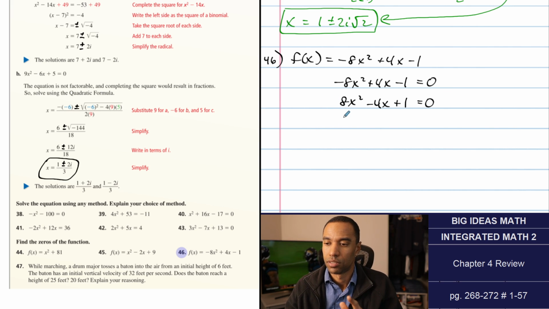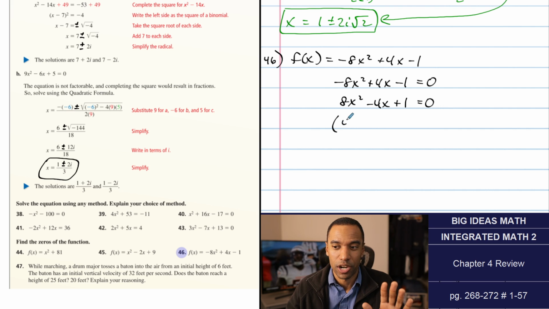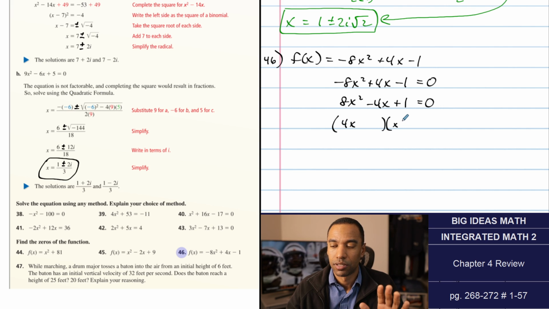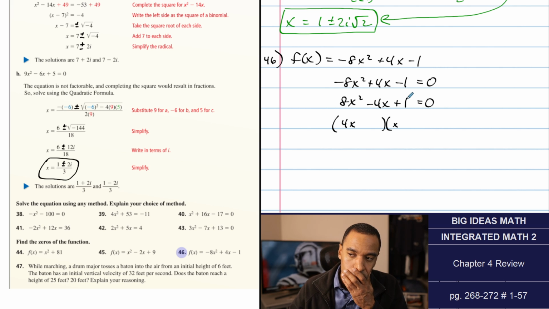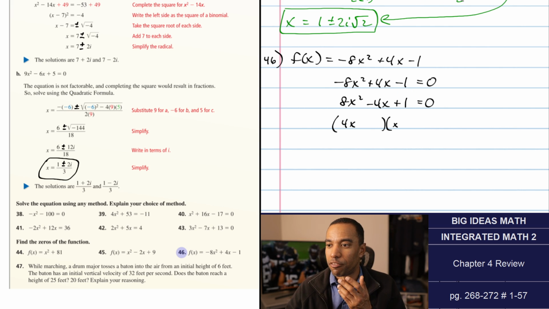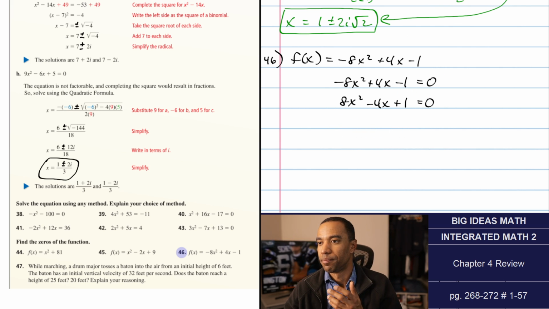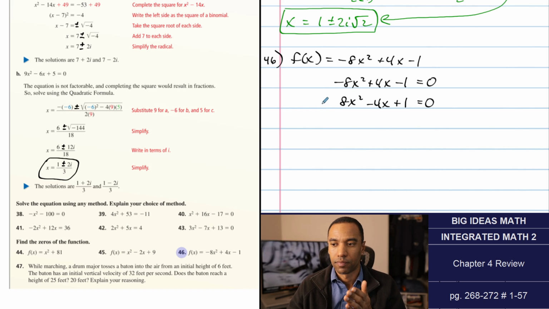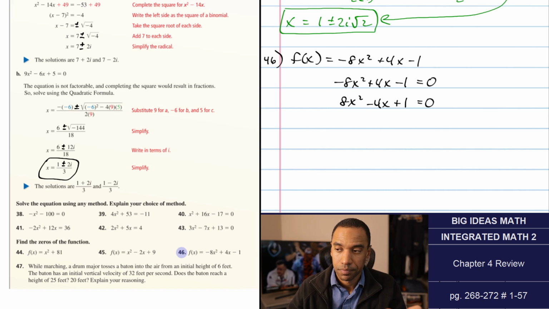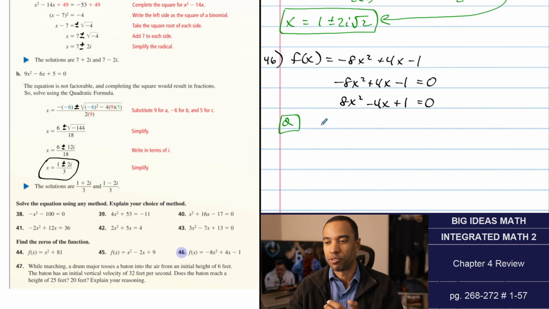Maybe it is. It's not a perfect square trinomial. Maybe it's factorable. Oh, that's a minus. Wait. Not factorable. Never mind. Okay, quadratic formula. I wish there were some more factorable problems.